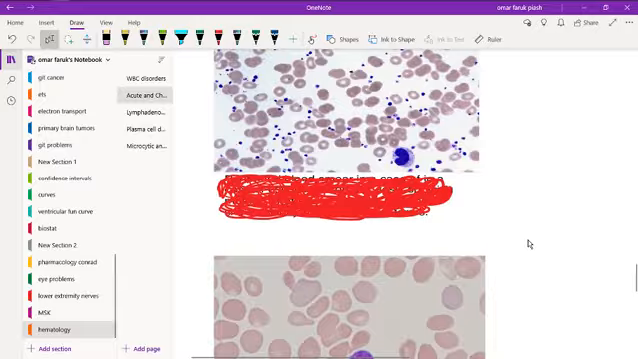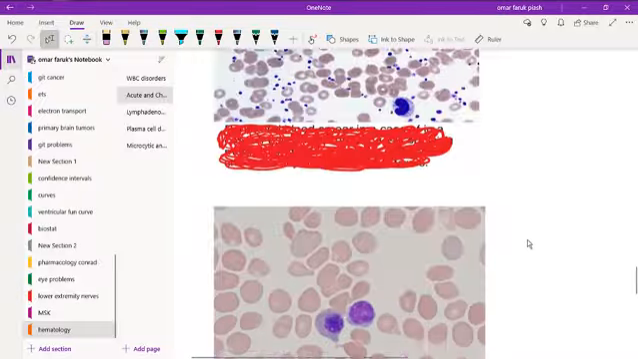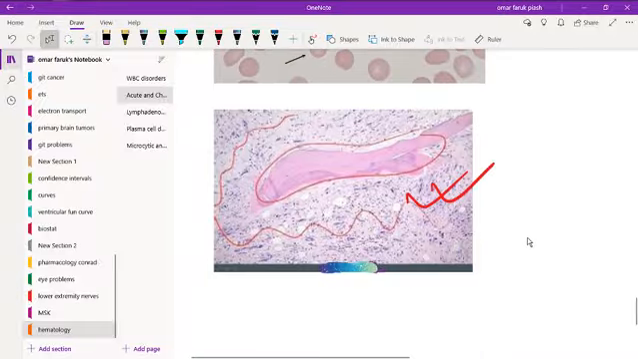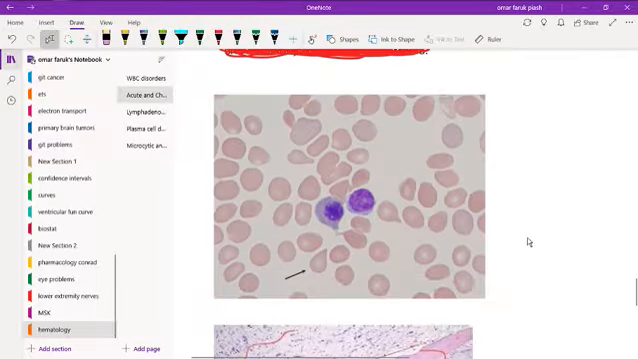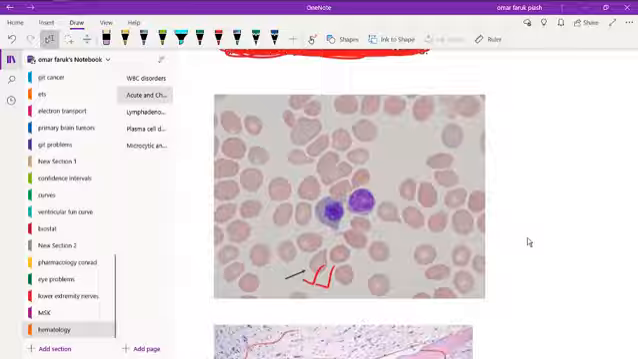This is another picture of myelofibrosis. There is a teardrop cell. You can see this is a picture of a teardrop cell. There is a leukoerythroblastic smear, with teardrop cells, nucleated RBCs and immature granulocytes, and increased risk of infection, thrombosis and bleeding.